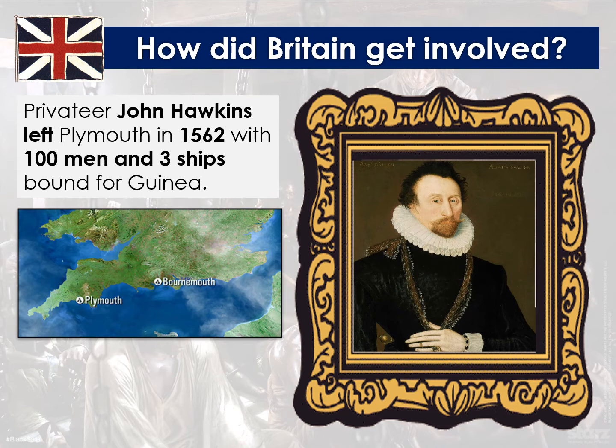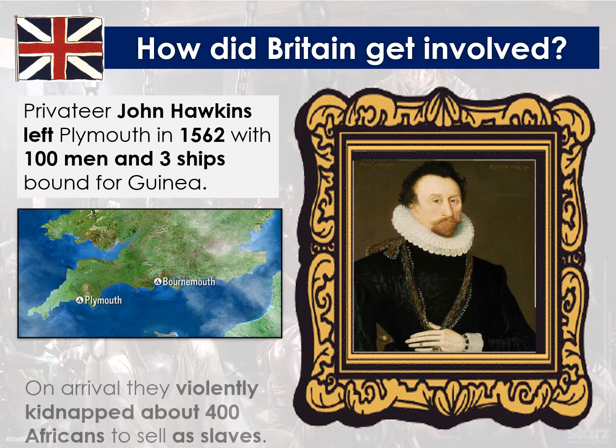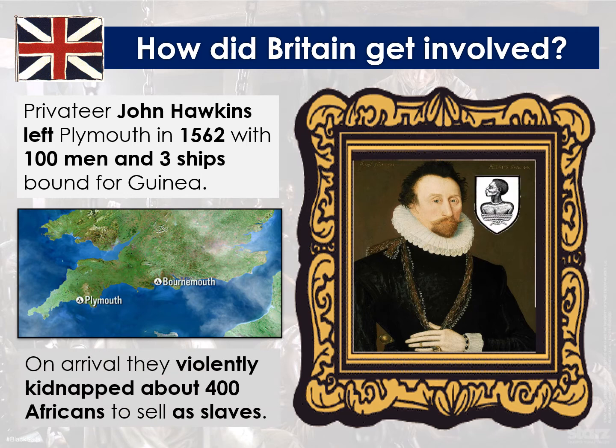He left Plymouth in 1562 with about 100 men and 3 ships bound for Guinea, and pretty much what happened is when they got there they violently kidnapped about 400 Africans to sell as slaves. So he just took whoever he could find, having this bright idea that if the Portuguese were doing it, then why shouldn't the British? So you don't have to write this down, we just have to have a look at it.